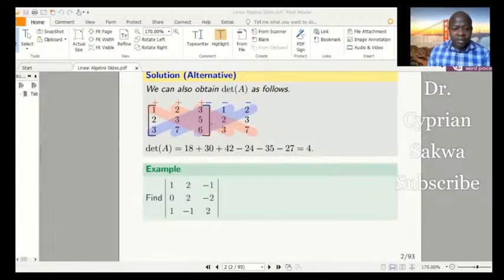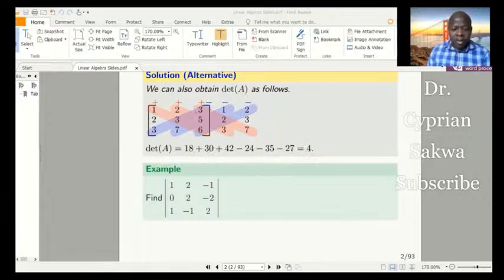Then there are these other 3 diagonals running from right to left. You multiply along these diagonals and subtract the result. So you can see I've written here minus, minus, minus. When I multiply along this diagonal, this will be 4 times 6, which is 24. So I subtract it, and this will be 35. I subtract it, and this will be 27. I subtract it. So when I do the whole of this, I get 4 as the determinant.